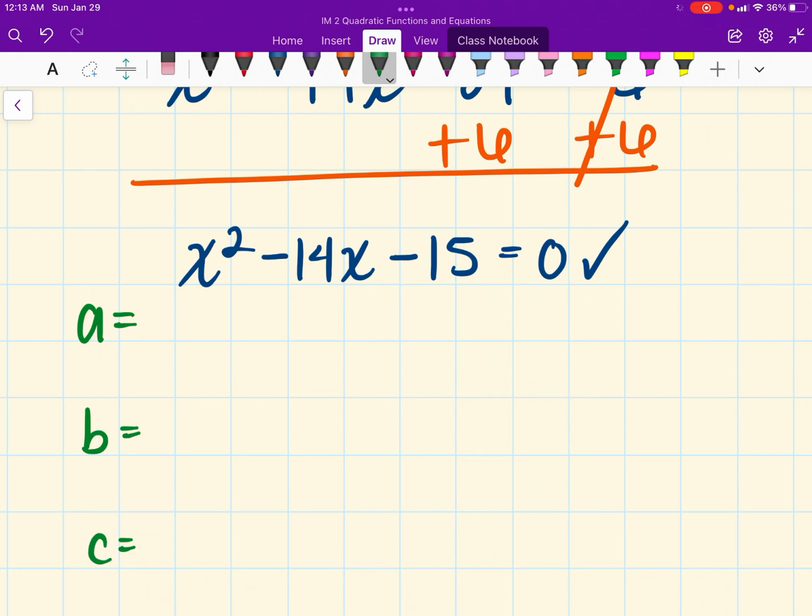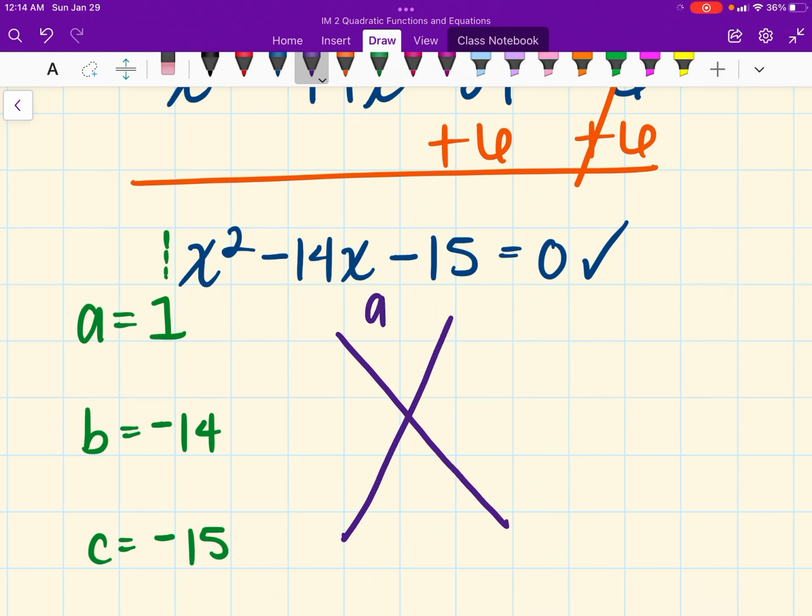Once again, A represents our leading coefficient, which in this case is a 1. It's the number in front of the highest exponent here. It's invisible, but it's a 1. B in this case is represented by the x coefficient. It's negative 14. And C is a constant.